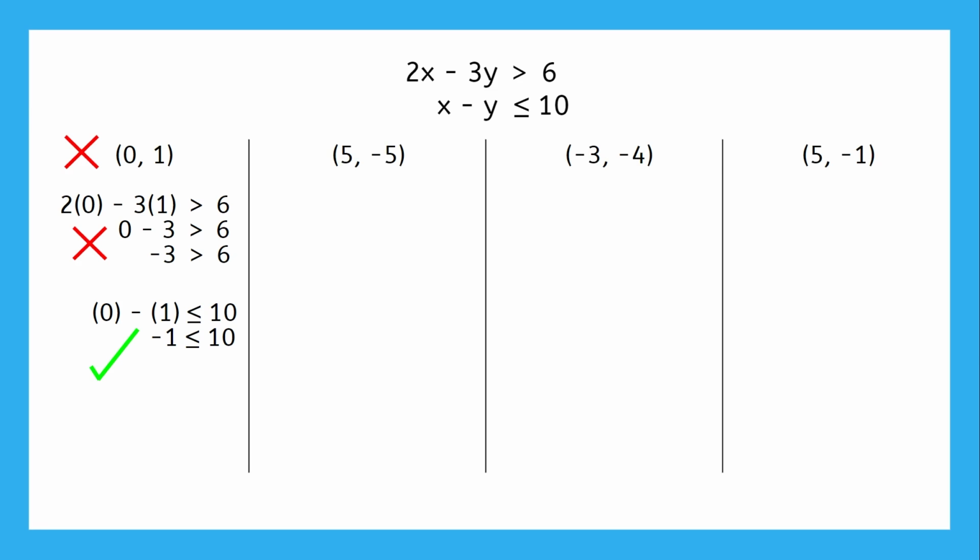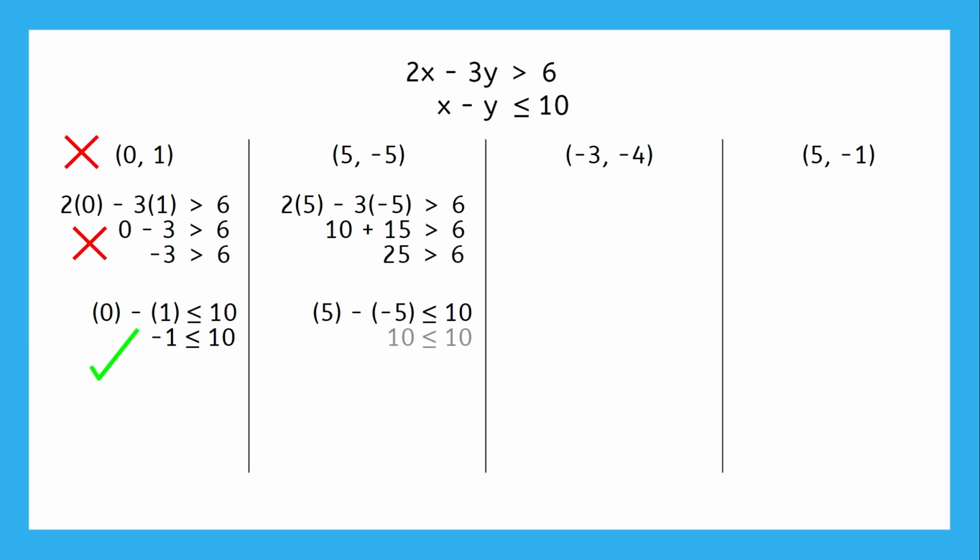For (5, -5), we plug in the values, then simplify. Did the point work? Yes, but just barely. If the second inequality had been less than, it wouldn't have worked, but the "or equal to" part saved it. So this point is a solution to the system.